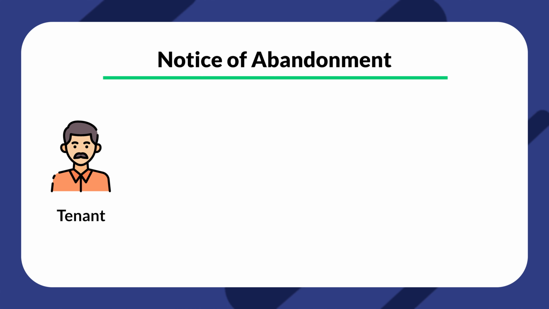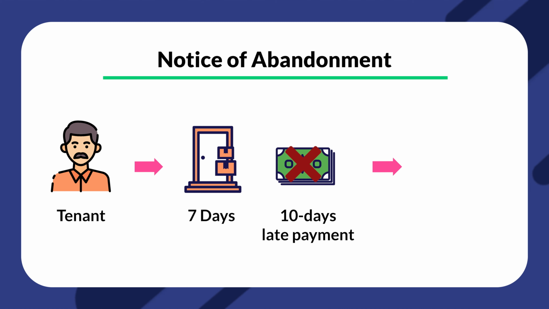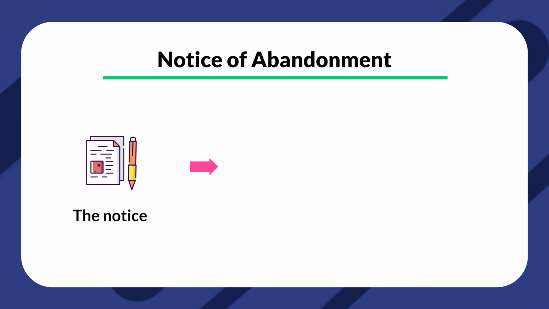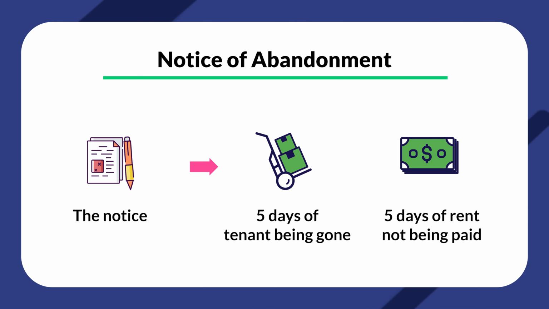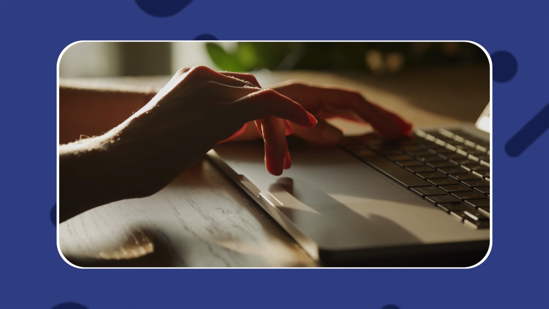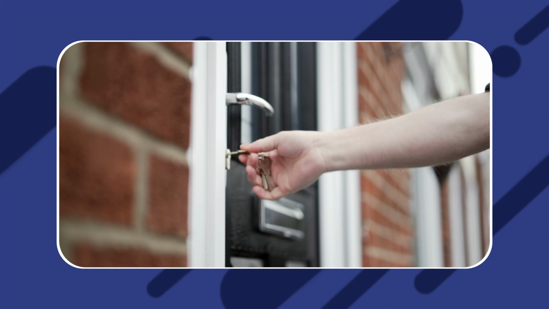If you see that the tenant has not entered the property for 7 days and they did not pay rent for 10 days, you can issue the notice. But if you notice that the possessions are missing from the property, the conditions change. You can issue the notice after only 5 days of the tenant being gone and 5 days of rent not being paid. At this point, the lessor's notice has been issued, and if the lessee fails to respond, they can get evicted. Okay, so now that we know when landlords are able to issue these notices, let's go over some of the things that should always be included in a notice of abandonment.